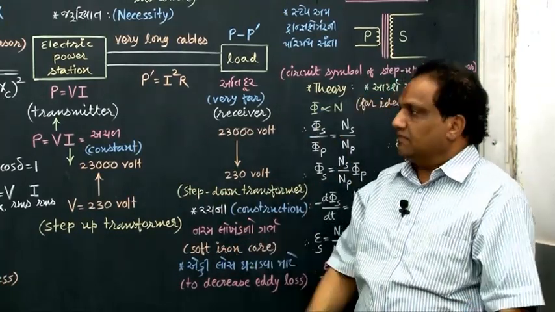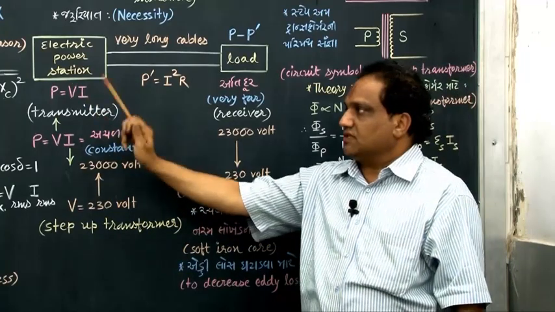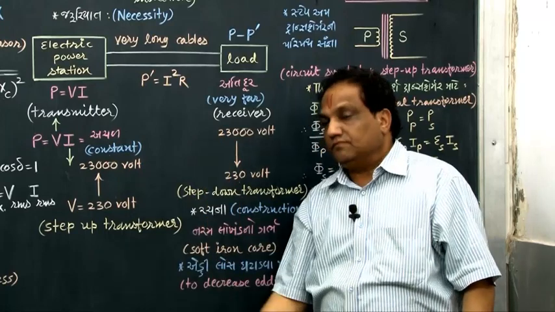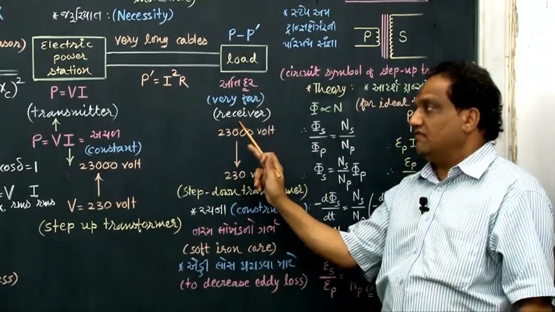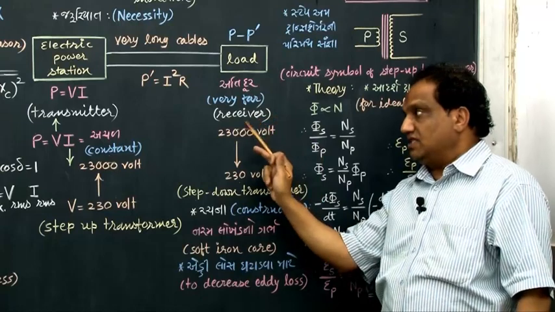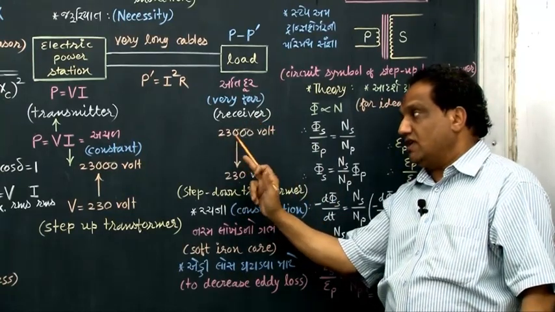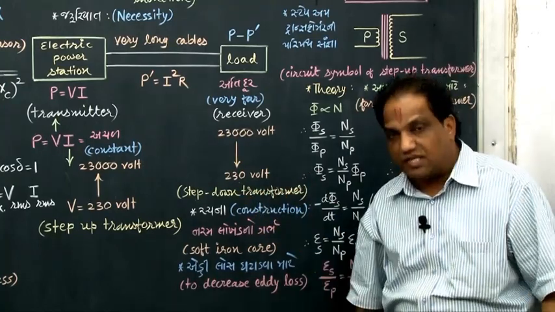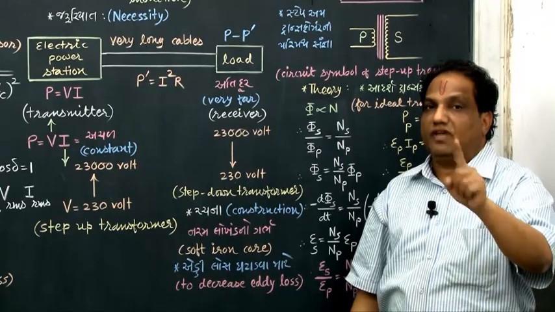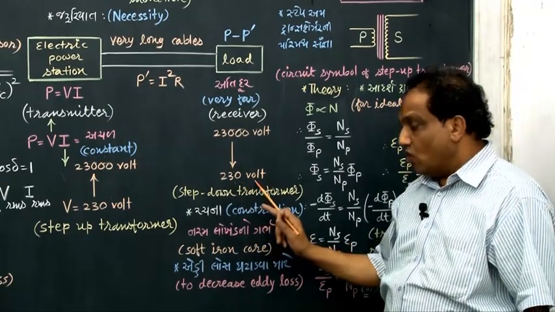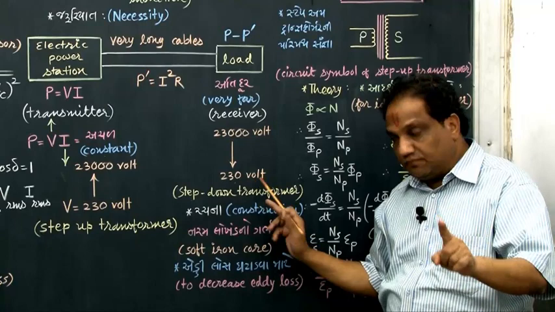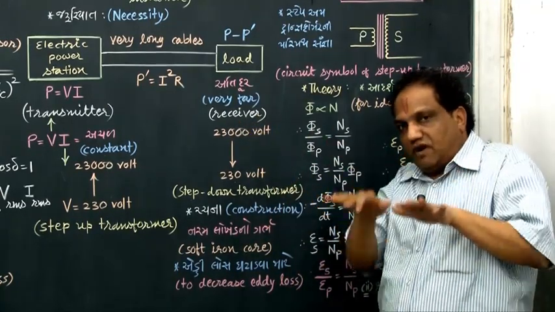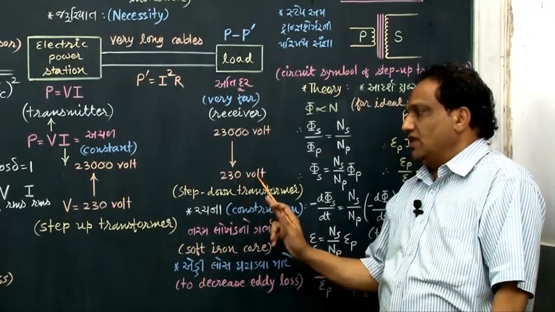Okay. But then what is the problem? If you transmit such a power in which voltage is very high, say 23,000 volt, then what about the power at the receiver end? In the power at the receiver end, you will have very high voltage, 23,000 volt, but all our electrical household appliances are operated at a very low voltage, 230 volt. So what is the requirement now? At the consumer's place, at the receiver end, we should decrease that voltage again to 230 volt.